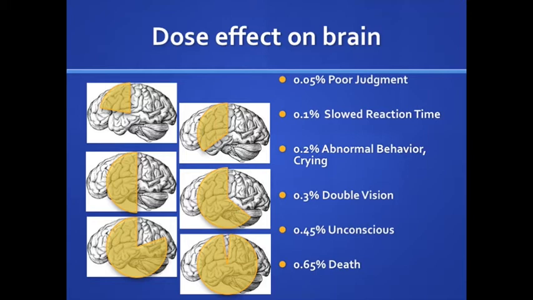0.05% is poor judgment, 0.1% slowed reaction time, 0.2% abnormal behavior and crying, 0.3% double vision, 0.45% unconsciousness, and 0.65% will result in death.